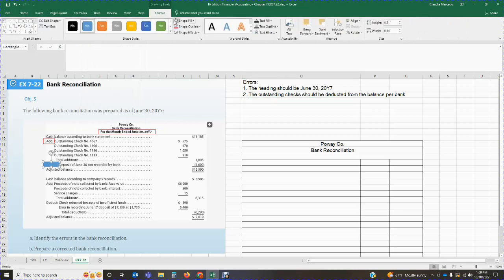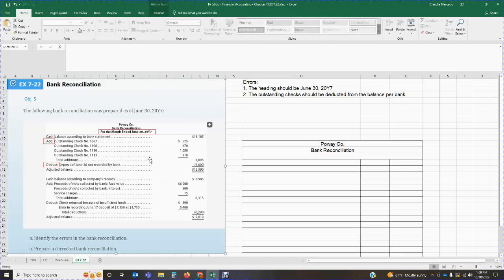When you make a deposit, do you add to your cash or do you deduct from your cash? If you make a deposit, you are going to add money. So we should be adding that deposit to our records. The error here is that we have the outstanding deposit as a deduction when it should be an addition, okay?